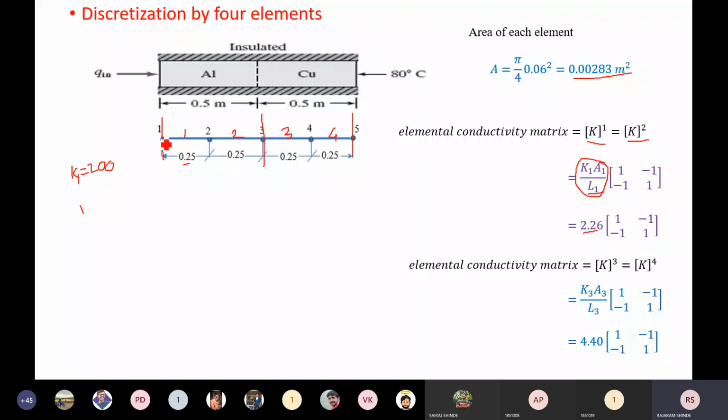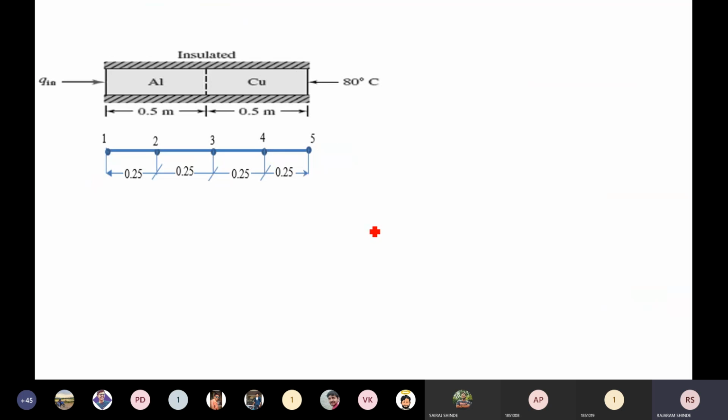Here we will get the temperature at the first location, it is your T1. This you will get at T2. And here you will get T3, T4 and T5. Means there are 5 temperatures. It is a 5 degree of freedom problem. So your conductivity matrix is 5 by 5. Now after that you assemble the conductivity matrix.